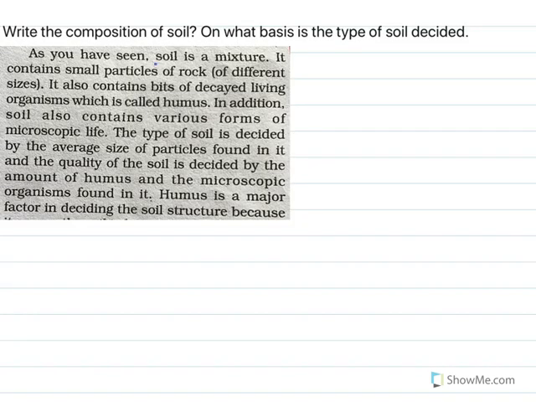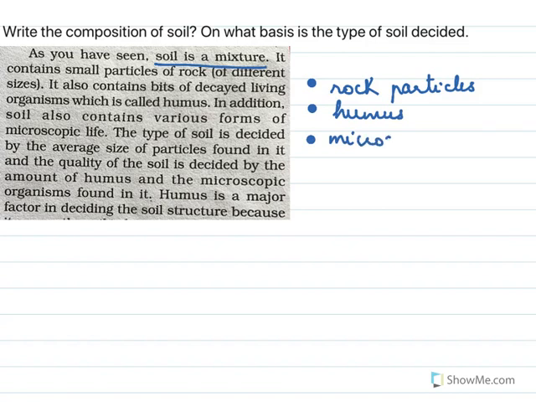Write the composition of soil. Now we see soil is a mixture, and soil consists of rock particles, humus, that is dead decaying matter, and microscopic organisms. So we just read it in the text. Soil is a mixture. It contains small particles of rock. It also contains bits of decayed living organism, which is called humus. It also contains microscopic life.